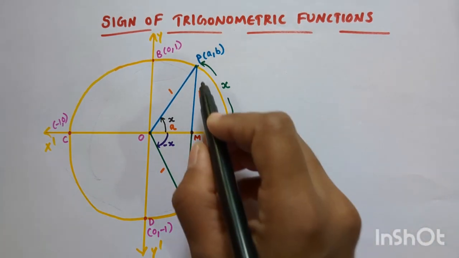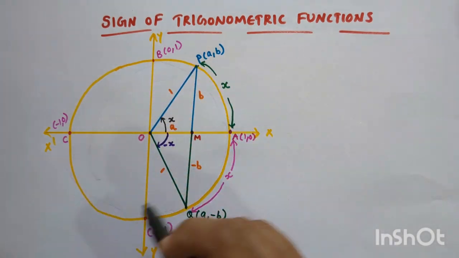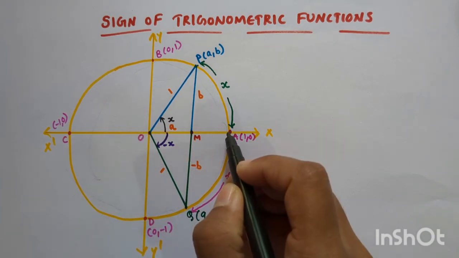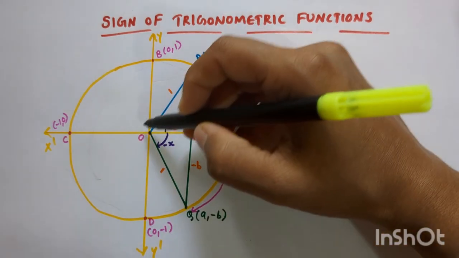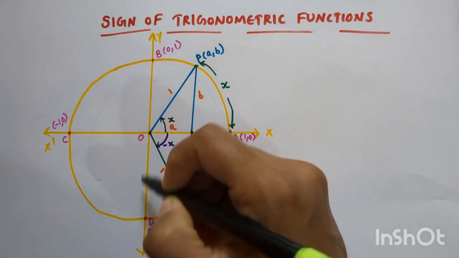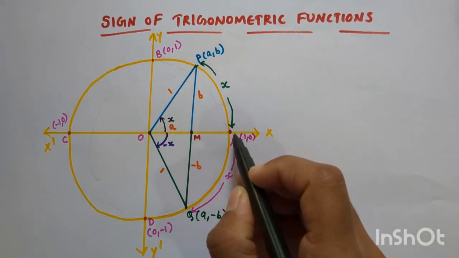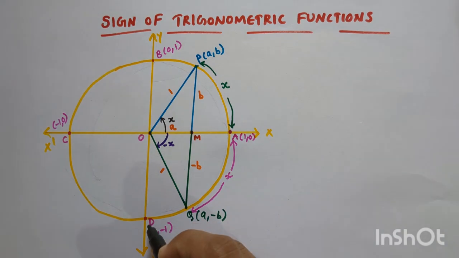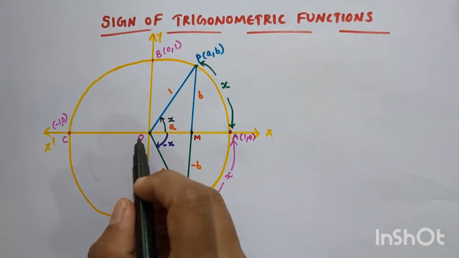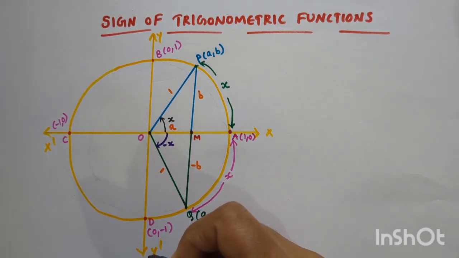For that, I have considered a unit circle. A unit circle means a circle of radius 1 unit. O is the center of the unit circle. From O to this point A, the length is 1 unit. From O to B, 1 unit. From O to C, 1 unit, because these are radii. From O to D also 1 unit. Here I have considered 4 points A, B, C, D and the XY axes. This is the positive x-axis, positive y-axis. X dash is the negative x-axis. Y dash is the negative y-axis.